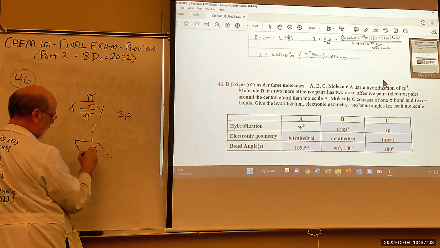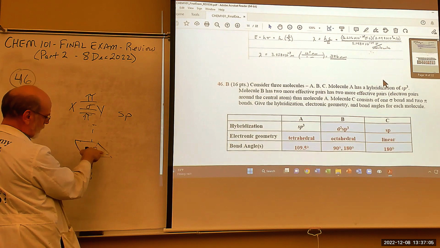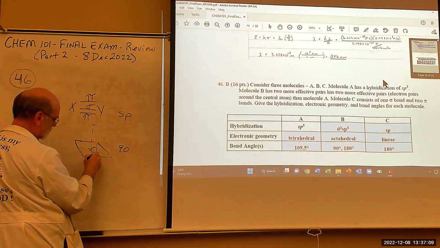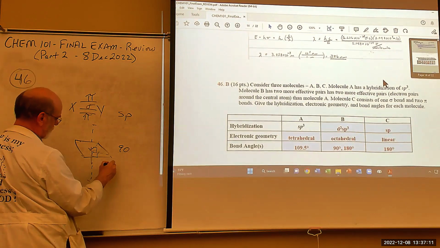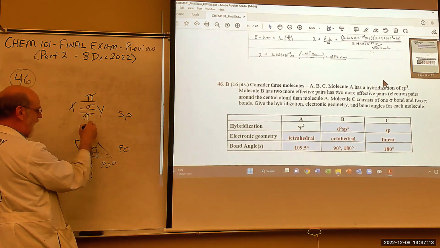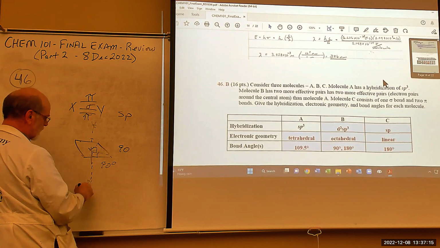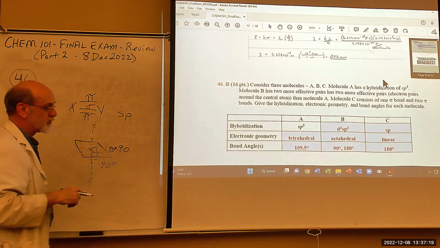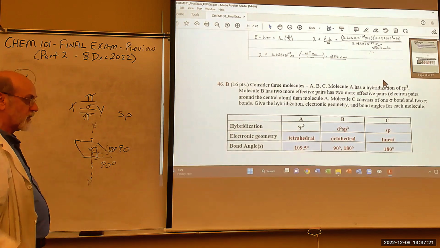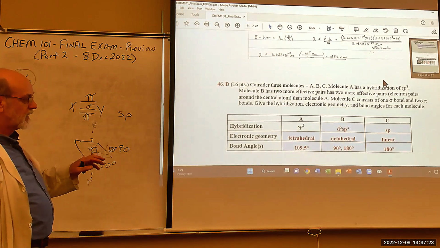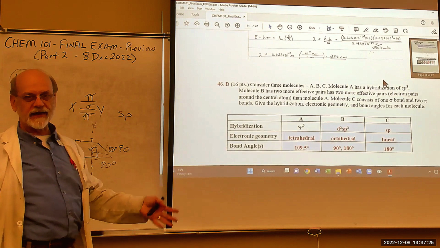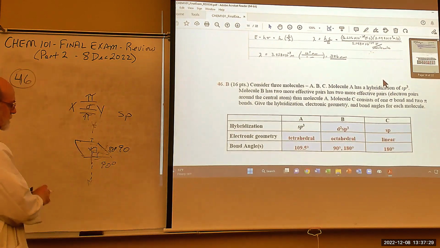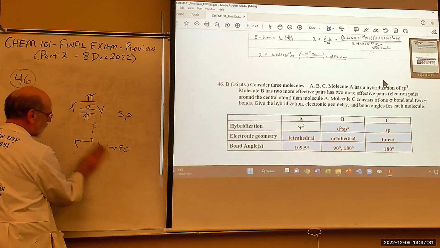You can have a right angle here, 90 degrees. You can have a 90 degrees here. Or if you've got an atom up here and an atom down here, then you can have 180 degrees. So those are the possibilities, 90 and 180 for octahedron. And then linear is always 180 degrees, no other choice. Okay, I think that's it.